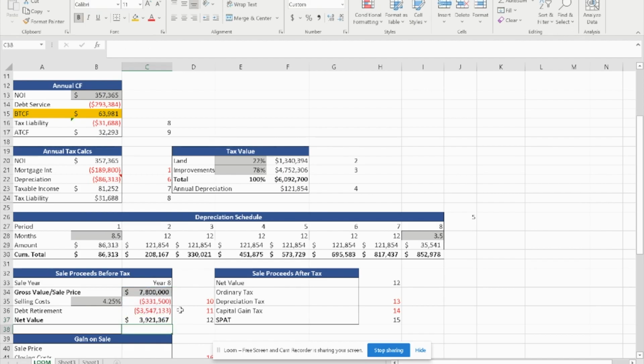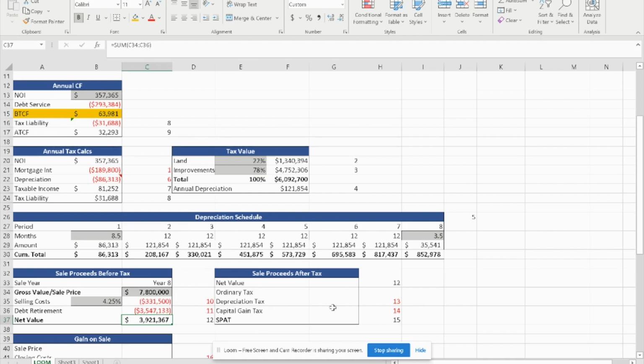The net value then is a sum of the price, the selling cost, and the debt retirement. So the net value for this property is 3.9 million. You're going to need that to calculate the sales proceeds after tax. This is the sales proceeds before tax, and we're going to be calculating the sales proceeds after tax.